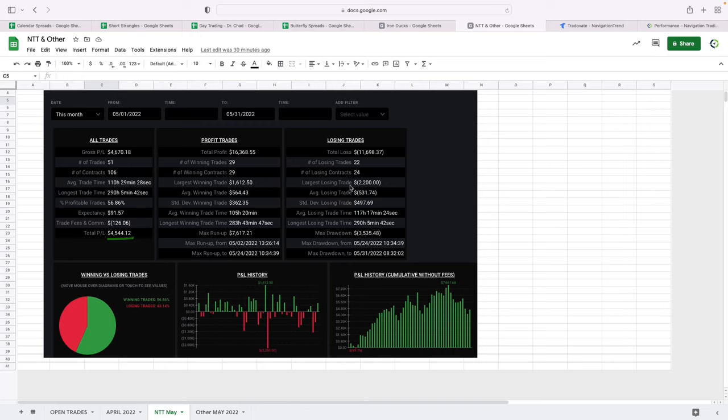You can see I did take a decent sized loss on one of those of over 2,200, which hurt that performance a little bit. You can see my max run up was up over $7,600 at one point on those NTT trades, but ended the month up a little over 4,500. So I'll take it anyway. So those are all the different closed trades that we had.